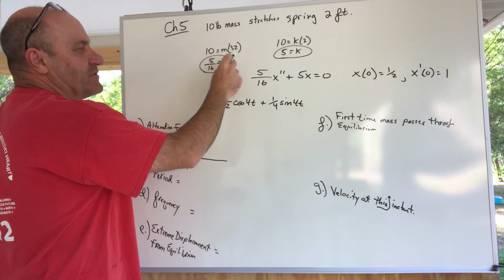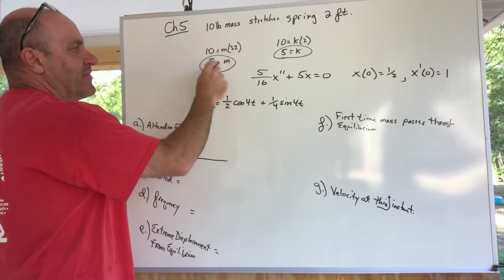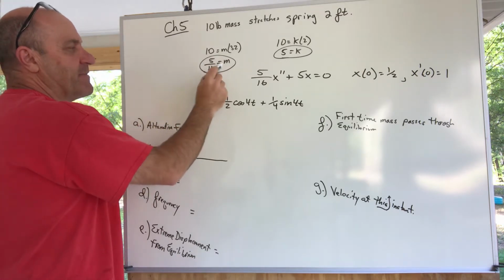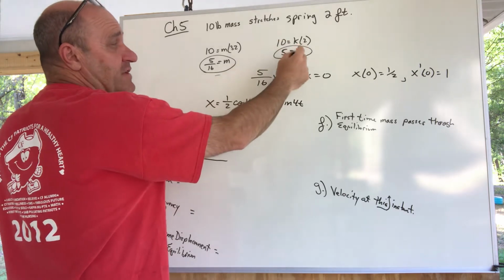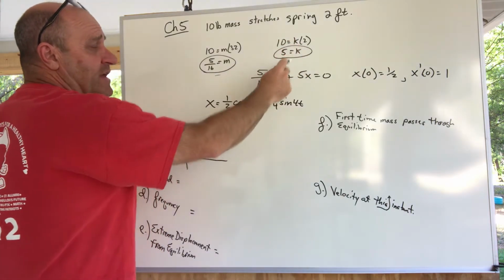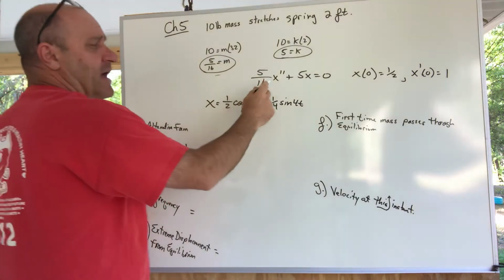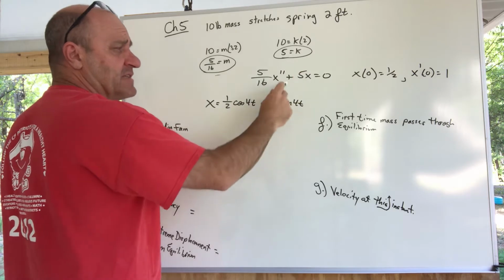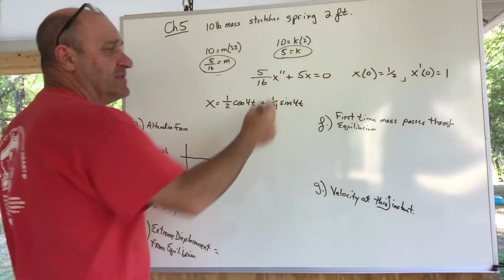That's the mass times gravity, which is the 10-pound force. So you divide by 32, and 10/32 or 5/16 is the mass. And that 10-pound force stretched the spring 2 feet, so the K is 5. So that gives us this differential equation: the mass times x double prime, no beta, no damping constant yet, and there's K times x. And it's pretty simple to solve.